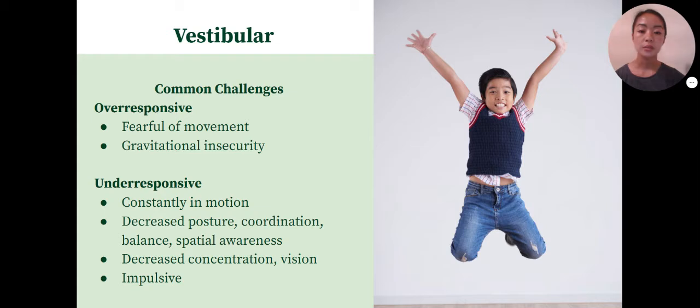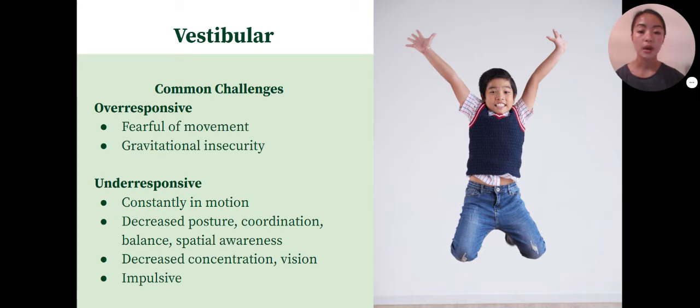Over-responsivity to vestibular input can include fear or intolerance of movement. These kids can also have gravitational insecurity. These children may avoid activities with movement, become easily dizzy or nauseated, resist being passively moved like being picked up, or avoid novel experiences. Under-responsive kids can appear like they're constantly moving.